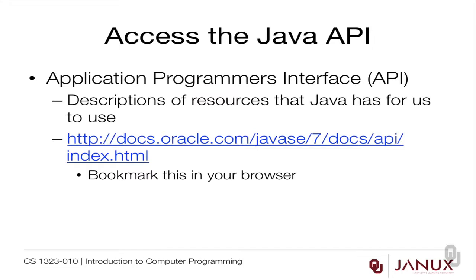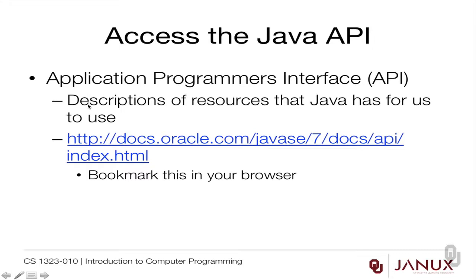The next thing we want to do is access the Java API. This has descriptions of resources that Java has for us to use. We won't use it a lot at the beginning of the semester, but as the semester goes on, we'll use it more and more. If you have good internet access, there's no reason for you to download this, although you can download it if your internet access is spotty.